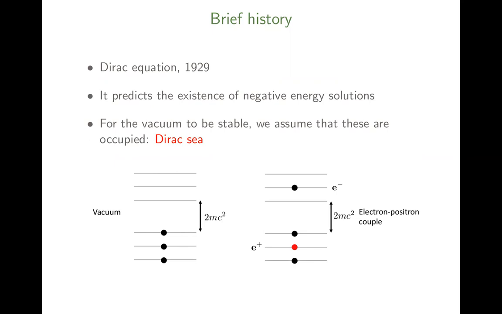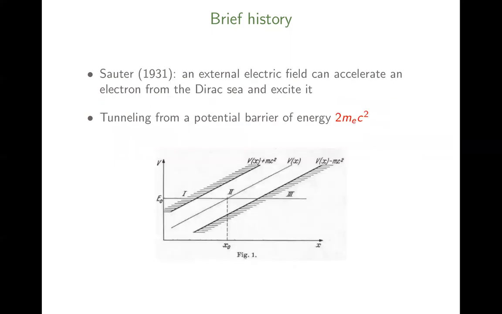And most importantly, what was discovered by Sauter just a few years later was that an external electric field can actually accelerate an electron from the Dirac sea and excite it. And Sauter tried to interpret it as a tunneling through a potential barrier of energy twice the rest energy of the electron.